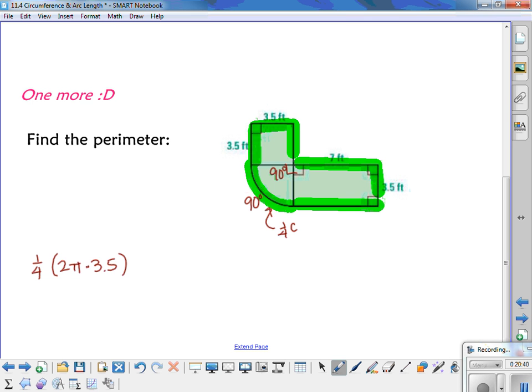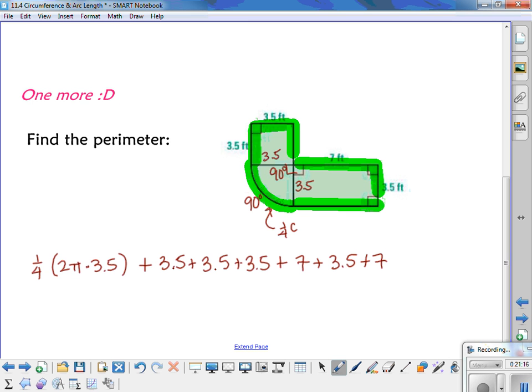And I know that because all the radii of a circle have to be congruent, and so if this is 3.5 on my rectangle, then this is also 3.5 here. Anyway, the radius is 3.5 for the circle. All right, so that's the arc part, and then I've got 3.5 and 3.5 and 3.5 going around the square, plus 7, plus another 3.5, plus 7 to go around the rectangle.